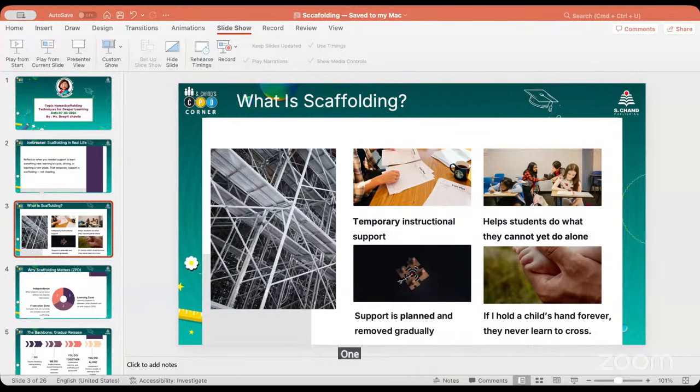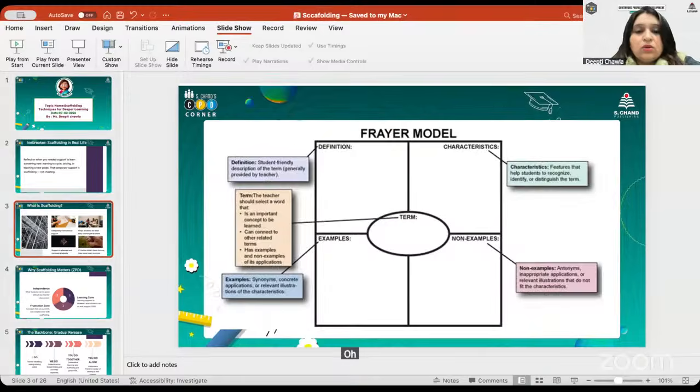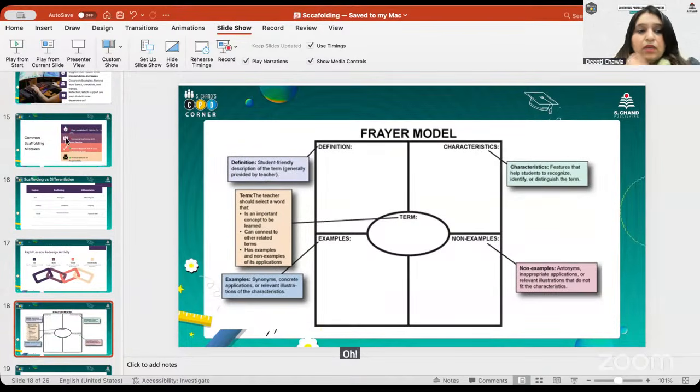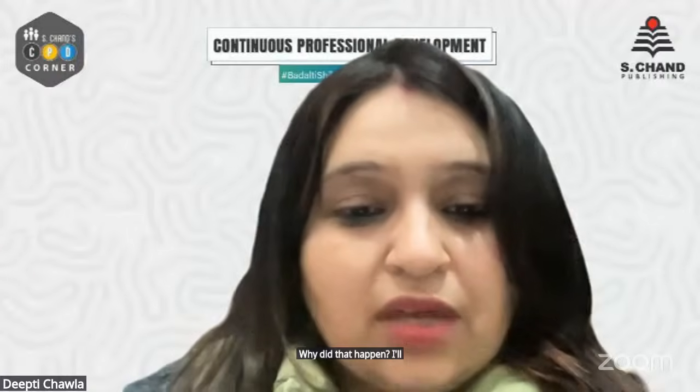Ma'am, sorry to interrupt. Currently, what is scaffolding is showing. Slide number 3 is visible to us. Oh, okay. Why did that happen? I'll just share again. Sorry. Okay.